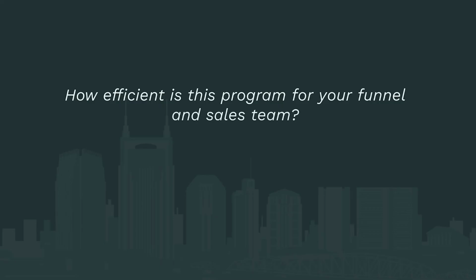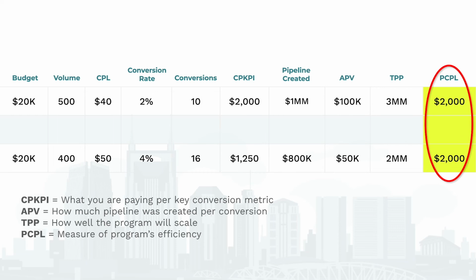We still need to understand how efficient each of these programs is for your team. This is where we'll need to figure out pipeline created per lead, or PCPL. At $2,000 each, the PCPL for these 2 programs is about the same, but the total pipeline that they're working towards depends on all the other factors.